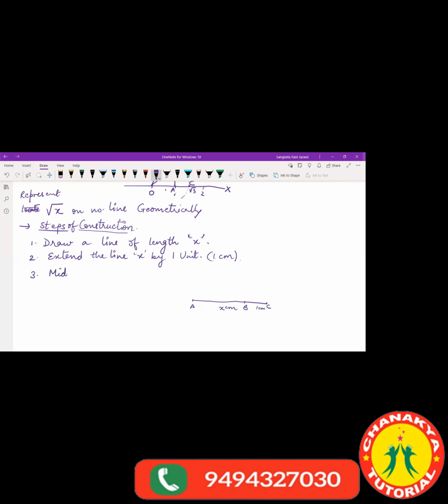Okay. Now, your third step is midpoint of AC. Now, A to C line, midpoint of this A to C, not A to B, A to C. This complete A to C line is now x plus 1 centimeters. Is it? Yes, ma'am. A to C line is x plus 1 centimeter, okay? Now you take the midpoint of AC, then you draw a semicircle. Draw a semicircle over it.